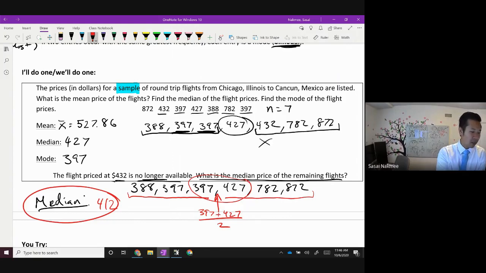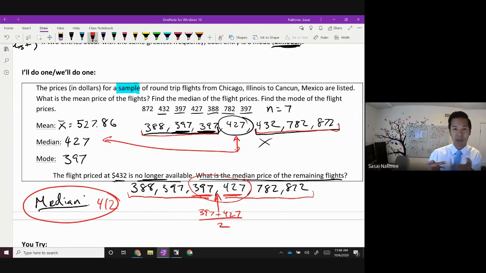So if you have an odd number of data points, then the median will just be the number exactly right there in the middle. If you don't have an odd number and you have an even number, you have to do a little bit of work, just a little bit, by adding these 2 numbers together that are the closest to the middle, and then divide by 2. And that's all you have to do to find the median. Okay? All right.